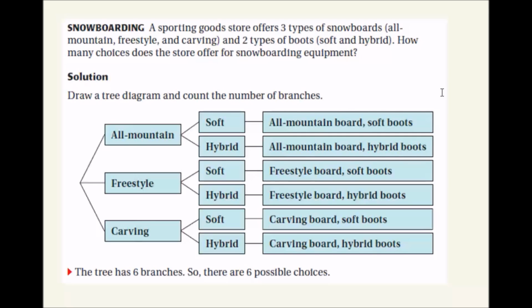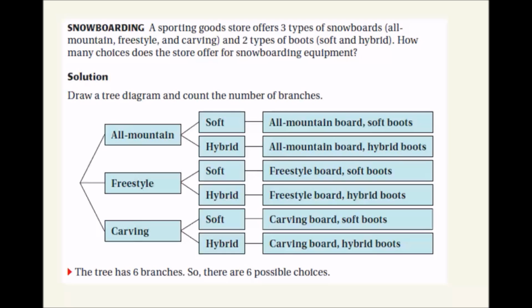The first part of this section is talking about the counting principle, so I'll show you the following problem. It says the sporting goods store offers 3 types of snowboards, all mountain, freestyle, and carving, and 2 types of boots, soft and hybrid. How many choices does the store offer for snowboarding equipment? So the most basic solution is to draw out a tree diagram and count the number of branches. You can buy all mountain board with soft or hybrid boots, freestyle board, soft or hybrid, carving board with soft or hybrid boots. There are 6 total choices.